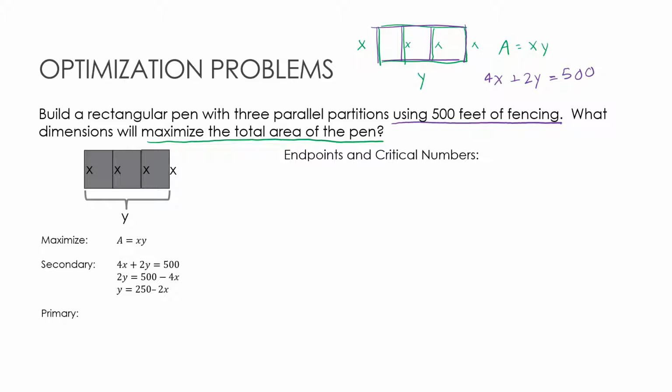Now, what have I done with that equation? I have isolated it so that either x or y is all by itself. And it doesn't matter which one. I could have just as easily found x by itself.